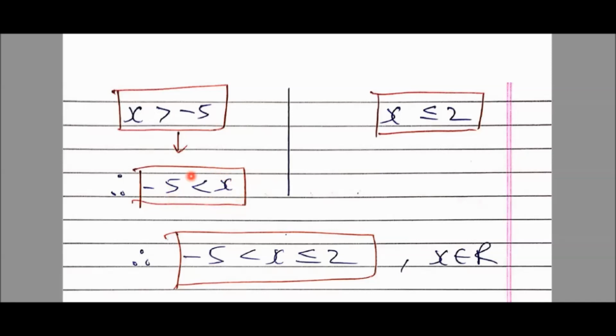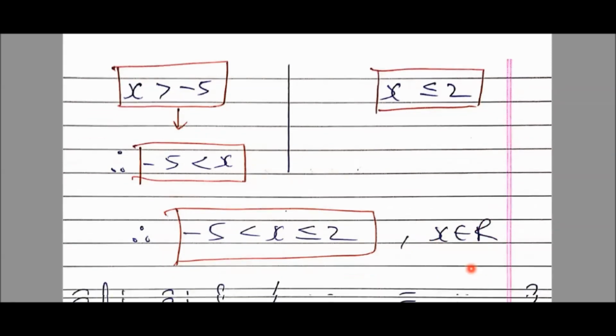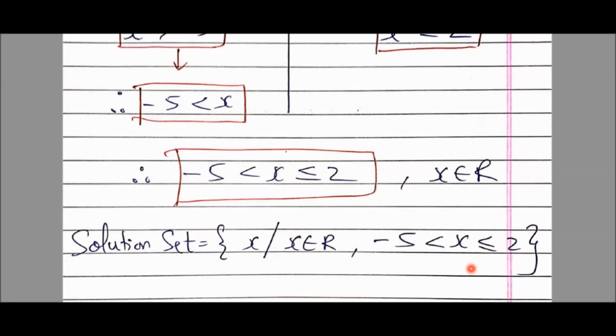Understanding, students? Why I did so? Like x greater than -5, matlab -5 is smaller than x. I wrote here like this because you should have the less than symbol. दोनों less के symbol हो गए तो easily we can club. So now I combine -5 is less than x, and from here x is less than equal to 2. Understood? And be careful, here x belongs to real numbers.